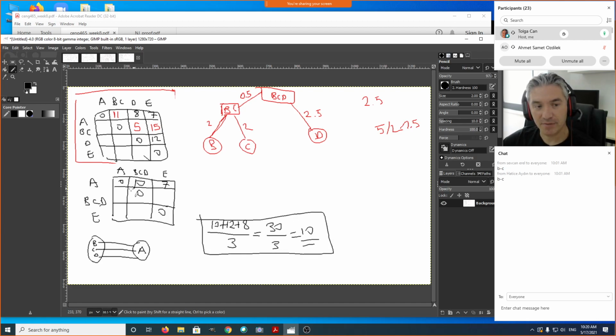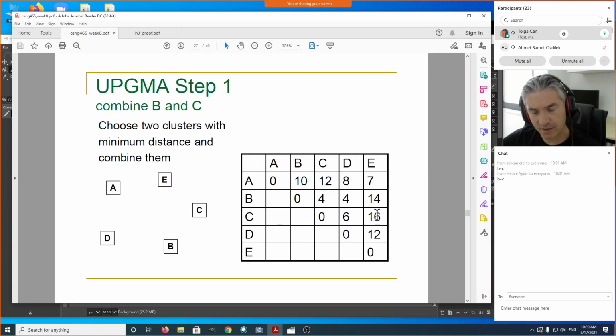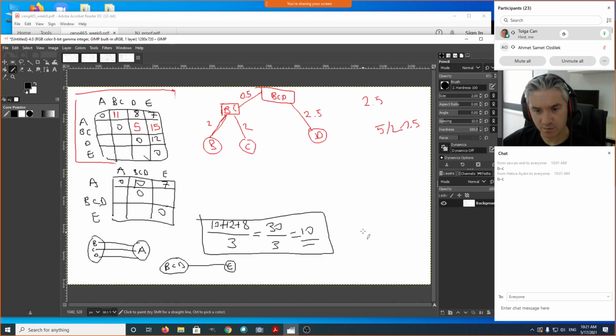So here we have 10 between B, C, D, and A by using average linkage clustering, the average distance between these two. Now, what is the distance between B, C, D, and E? We do the exact same thing. We need to add three distances, B to E, C to E, and D to E, and divide it by 3. So 14, 16, and 12. It's 42. 42 divided by 3. Is it 14? Yeah, it should be 14. 14 is just in the middle here. So it's 14 here like this.